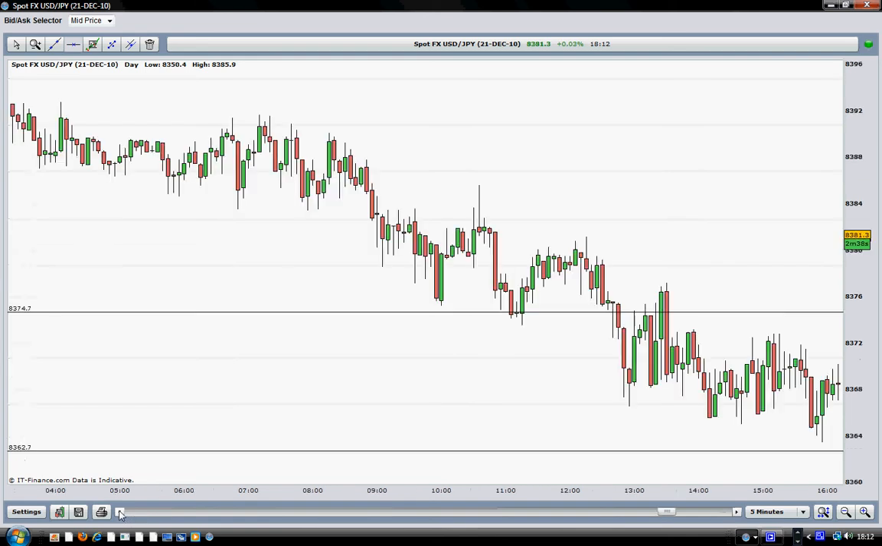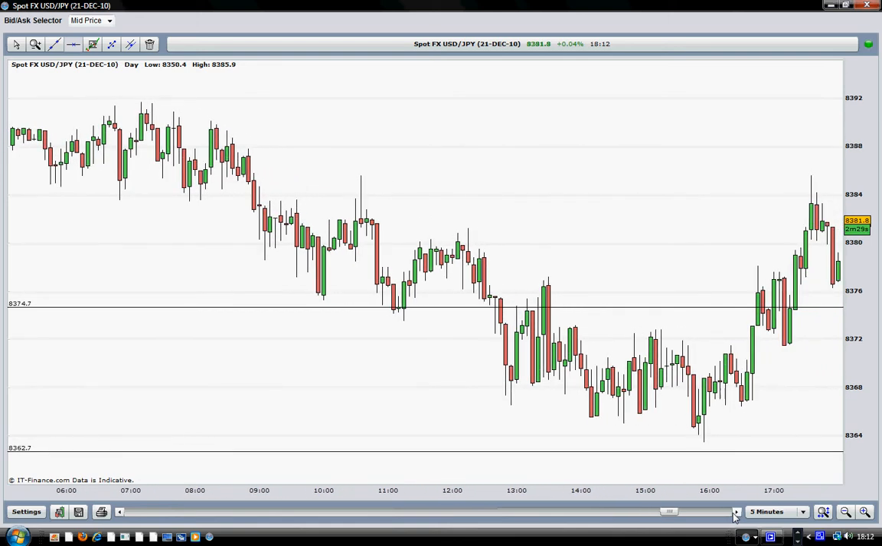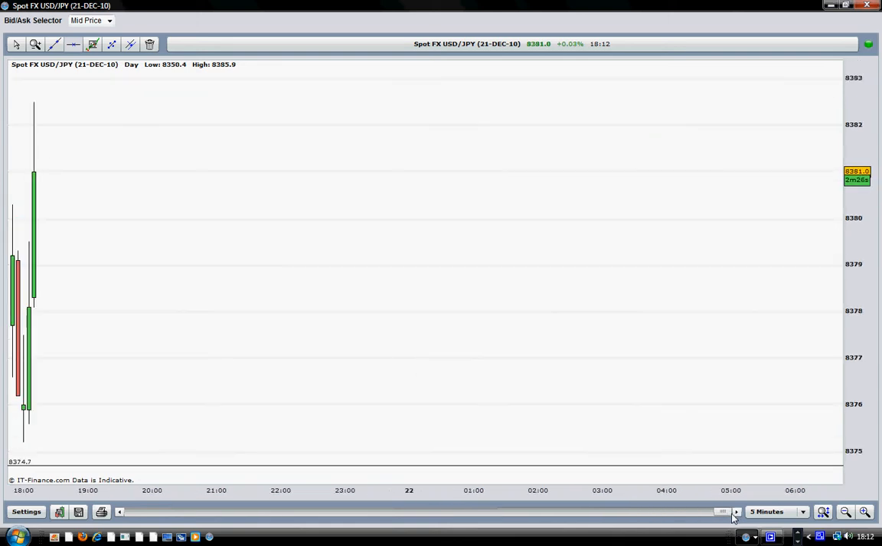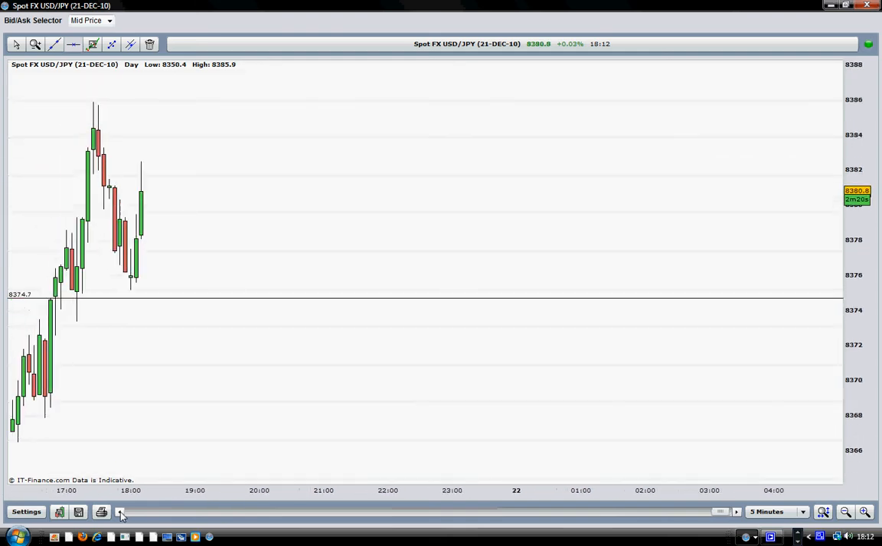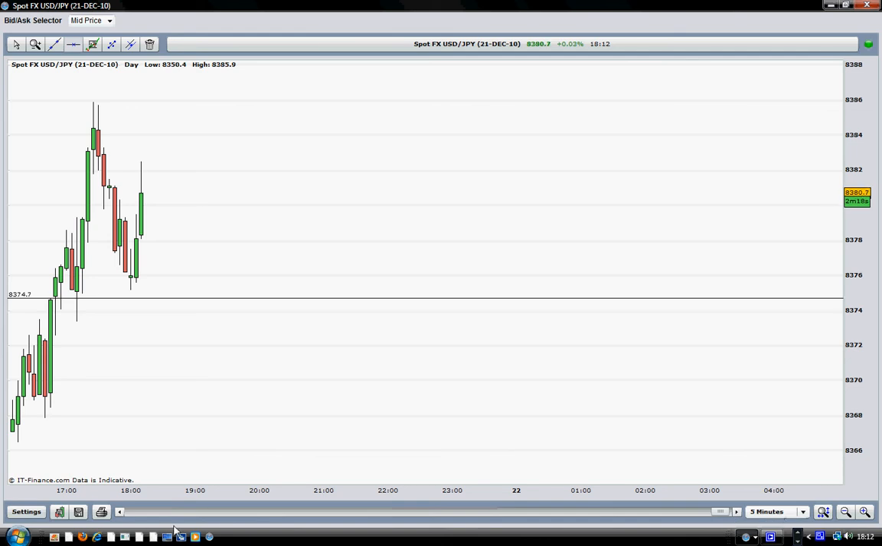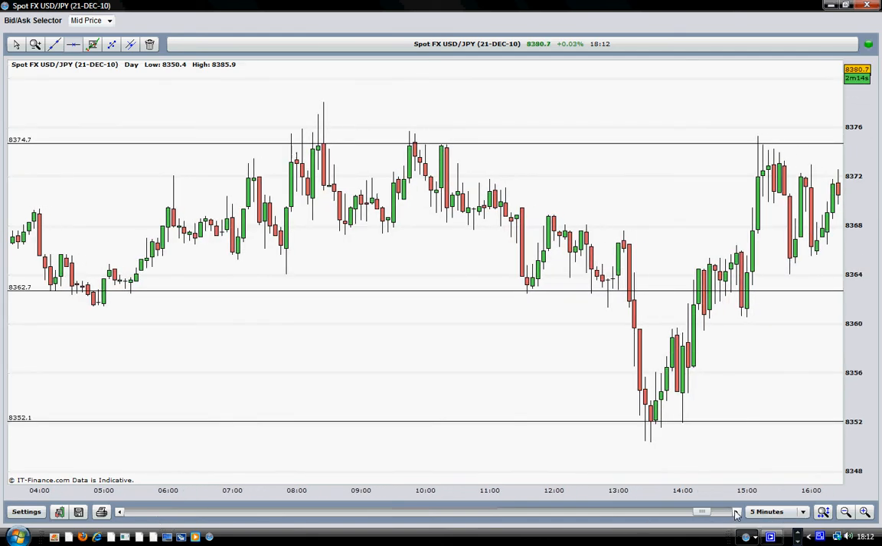Let's look at this USD yen. Bear with me as I'm playing with this chart here. We want to talk about trading range strategy. This is what was happening today, and it's a very powerful trading method.